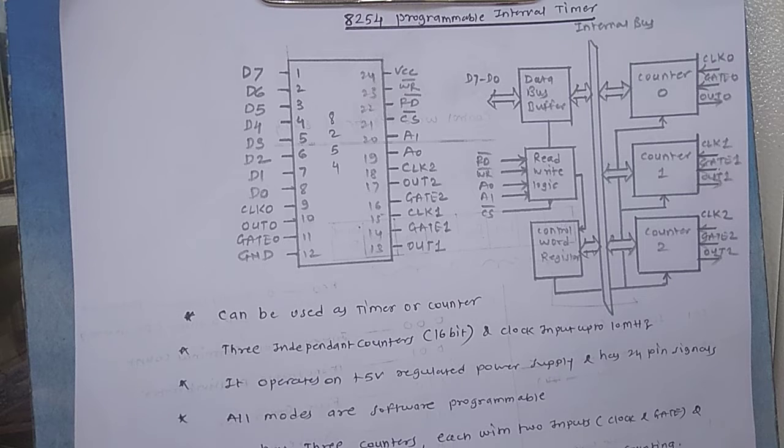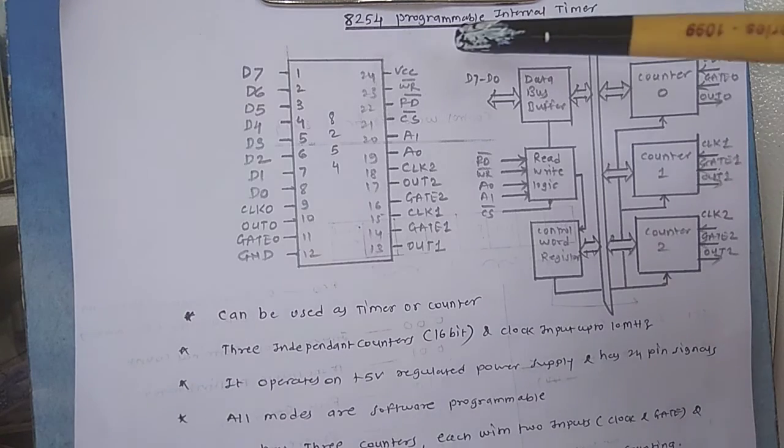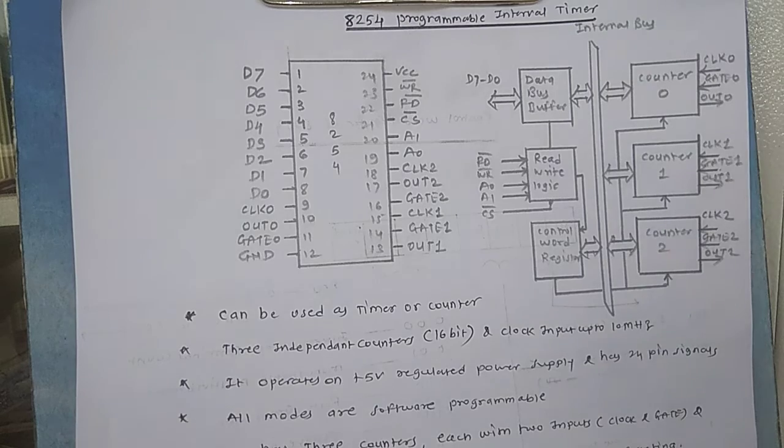So it is better to have a dedicated timer which can be used for generating time delays as well as for counting events. Today we are going to learn about this 8254 programmable interval timer.